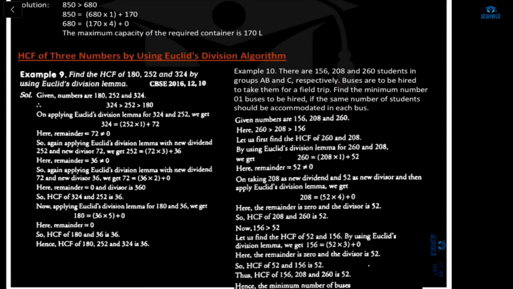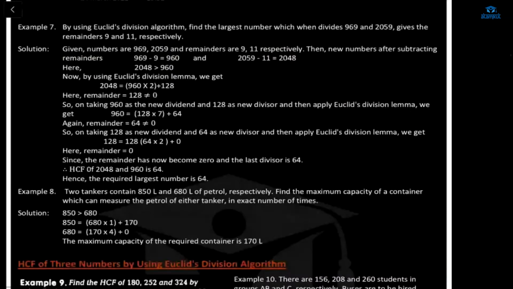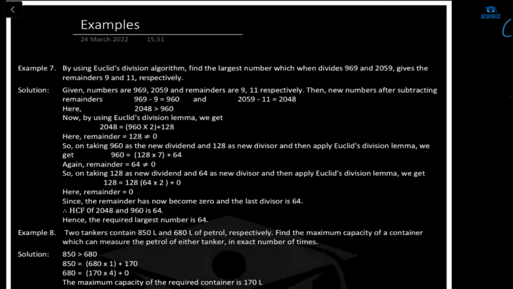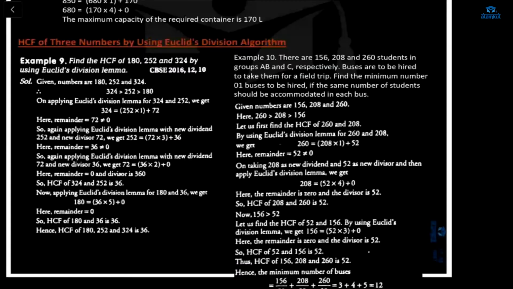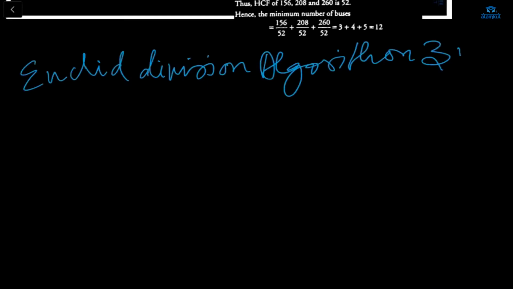Today, in the previous class, we have already applied Euclid's division algorithm on two numbers, that is, we found the HCF of two numbers. Today we will learn how to apply Euclid's division algorithm on three numbers. It is the same as applying it to two numbers. The only difference is that one step is increased.